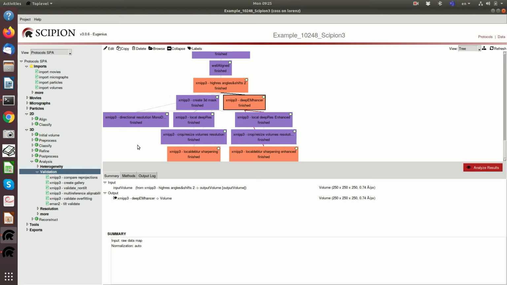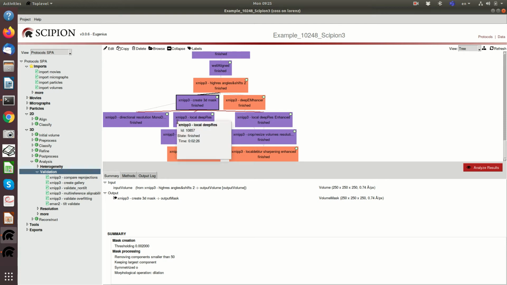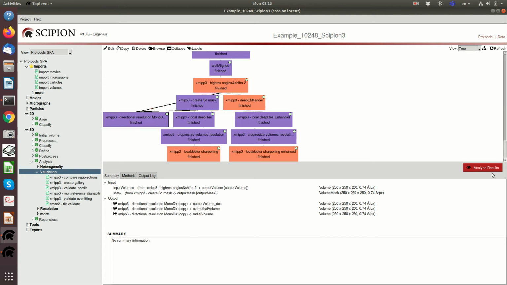So this branch is looking at the resolution. At this point you may define a mask, and this mask will help the directional resolution and the local resolution algorithms to concentrate on which area they should analyze. But it is not for computing Fourier shell correlations. It is just to get rid of the noise, or to look at the distribution of the noise, and then you need where the noise region is. So let's start with the local resolution.